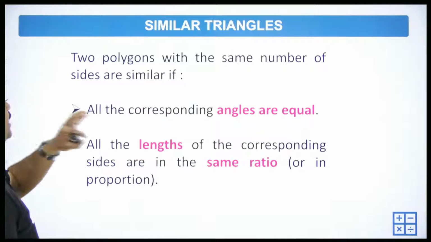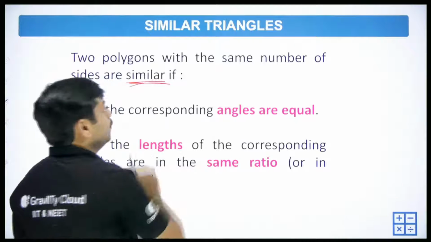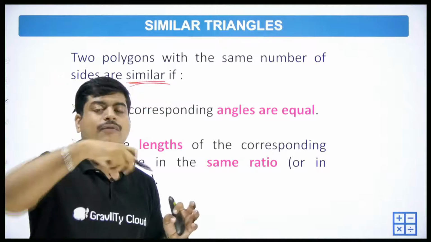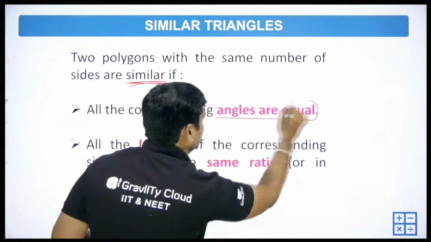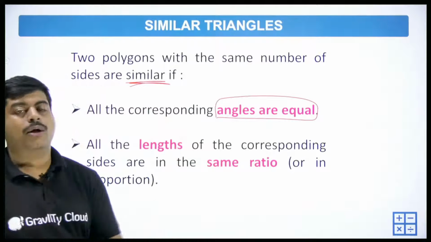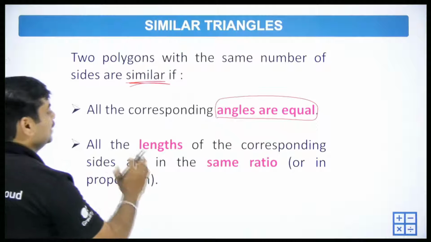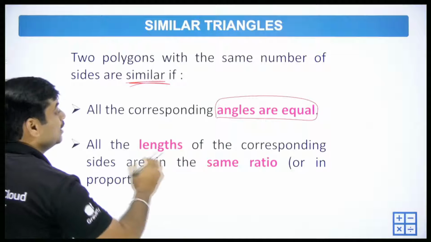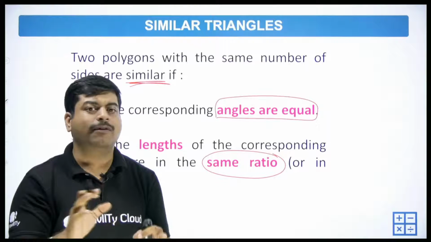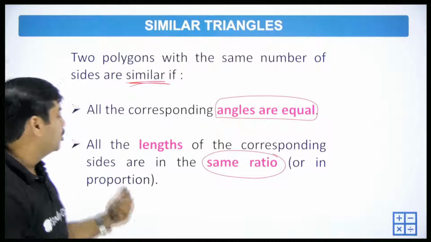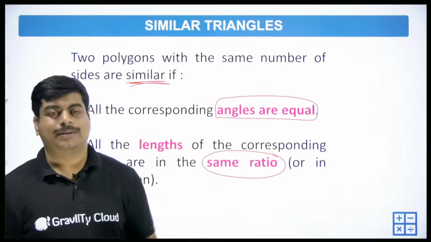Okay, let's try to understand more about that. Two polygons with the same number of sides are similar. Now we are not talking about congruency. Now we are discussing similarity, similar triangles. All the corresponding angles are equal. This is the same thing for congruence also. All the corresponding angles are equal, but about the sides, you need to understand. All the lengths of corresponding sides are in the same ratio. The side lengths may be equal, may not be, but they are in the same ratio or in proportion. Then we can say that they are similar.